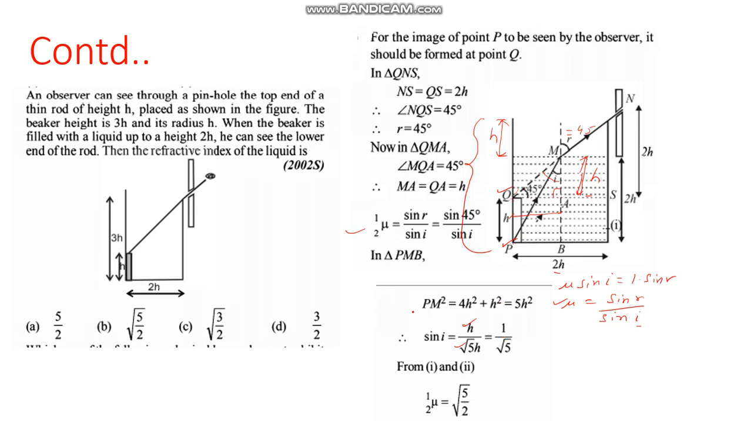So once you have got these two values, mu is equal to sin r, which is sin 45, which is 1 by root 2, into 1 divided by 1 by root 5. It becomes root 5 by 2. So the mu value is root 5 by 2. Option B is the correct answer.